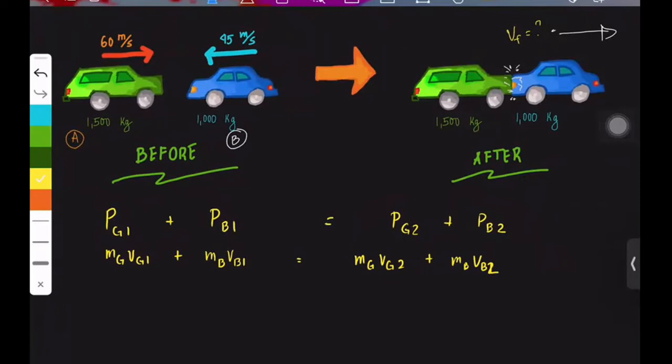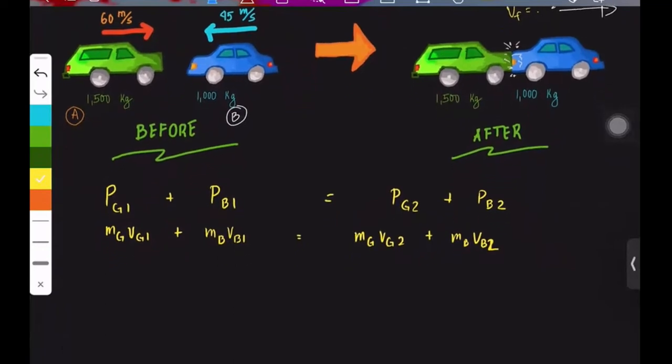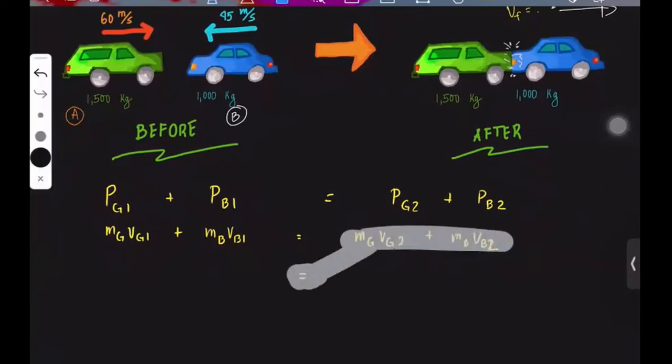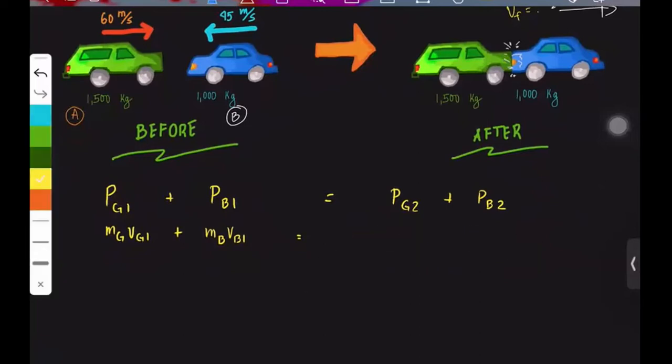So our expression after the collision will now change. Let's simply delete this. That will simply turn into the mass of the green car plus the mass of the blue car multiplied by your velocity, that common velocity, that final velocity. Still, this is your momentum. The formula for momentum is basically mv.